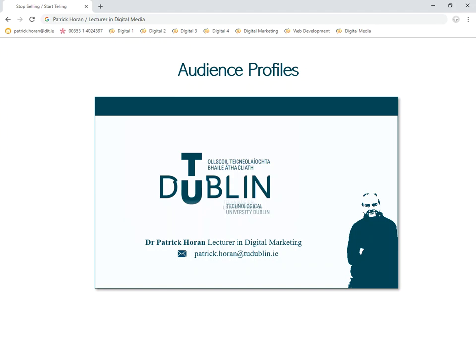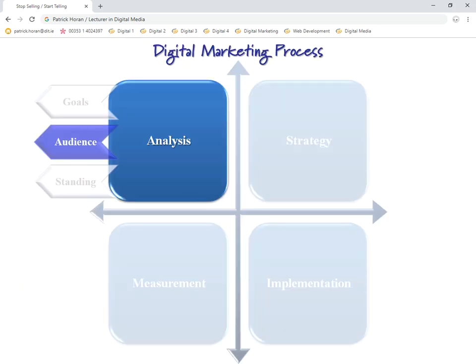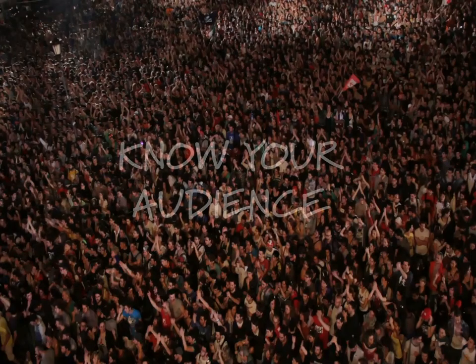Once the goals have been identified for the digital marketing campaign, the next phase is to look at the audience and who exactly we are focusing on. As we can see, it's the second step in the analysis phase. So we're going to move on to a couple of questions about your audience before we get going.